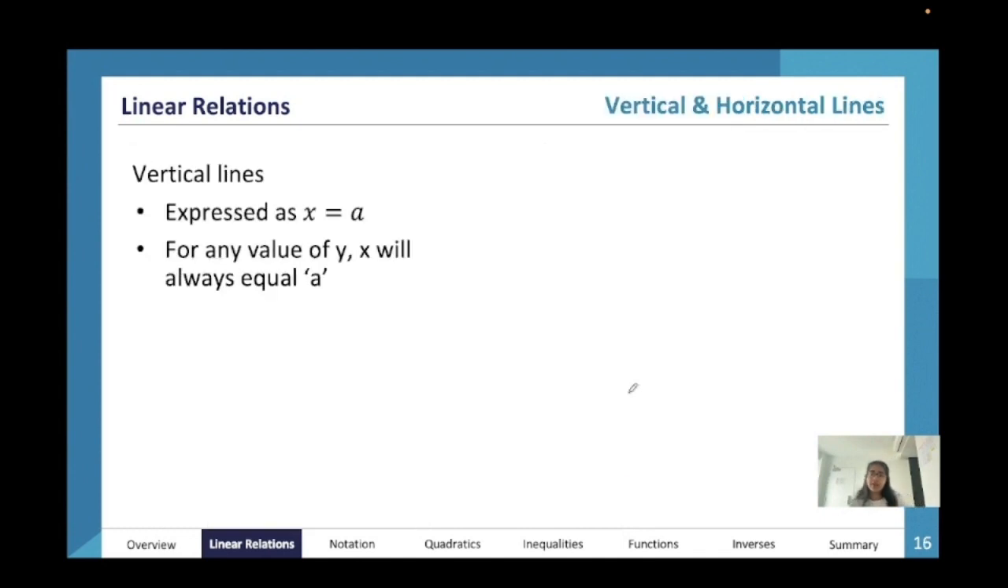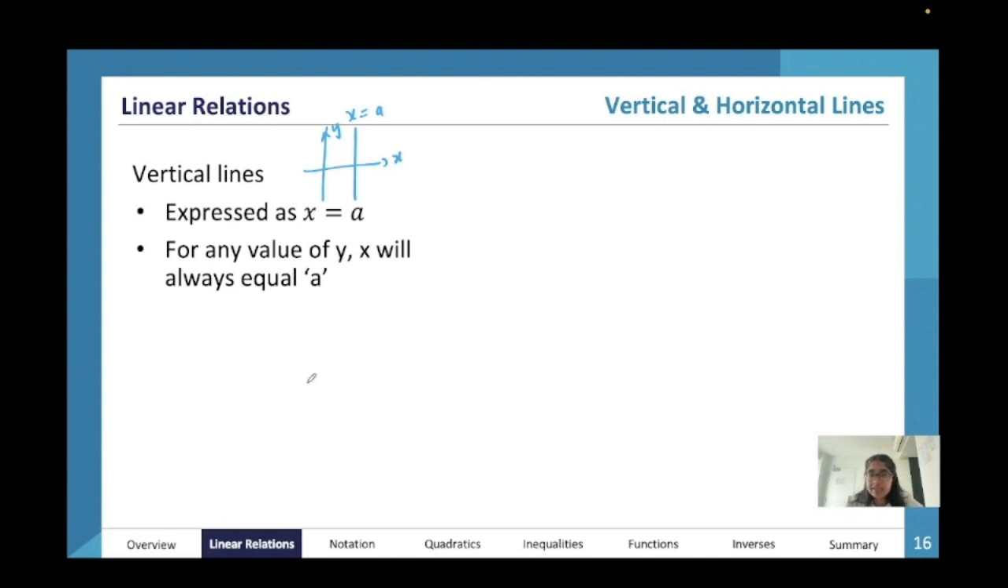Okay, so vertical and horizontal lines. So this is something people get quite confused by, especially when asked for what the gradient is for a vertical or horizontal line. So for a vertical line, it's expressed as x equals a. So you've basically got a line. So you've got y, you've got x, and x equals a might be here. And it's basically parallel to the y-axis.